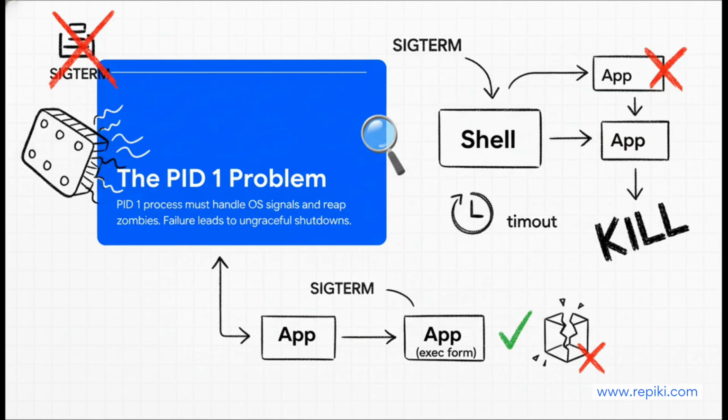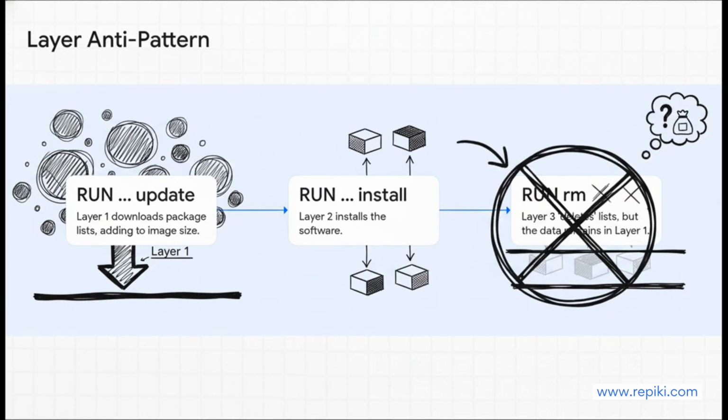Using the exec form ensures your app gets that signal directly, so it can shut down cleanly, just like it's supposed to. Okay, here's a classic mistake we see all the time. Remember, each run command creates a new layer in your image. So in this example, you download package lists in layer 1, you install Nginx in layer 2, and then you delete the lists in layer 3.